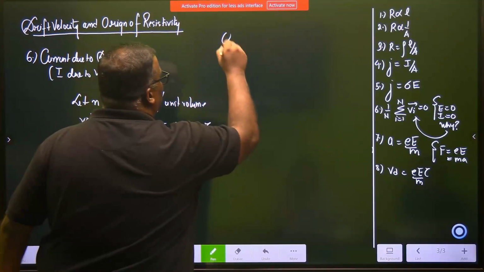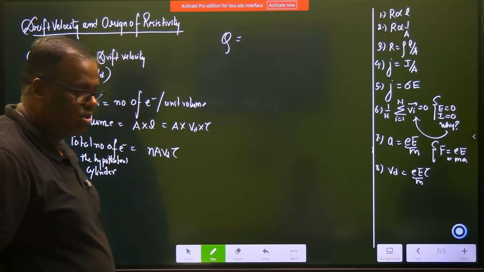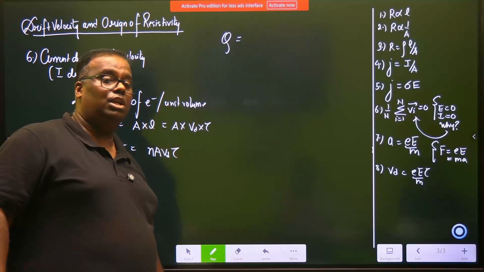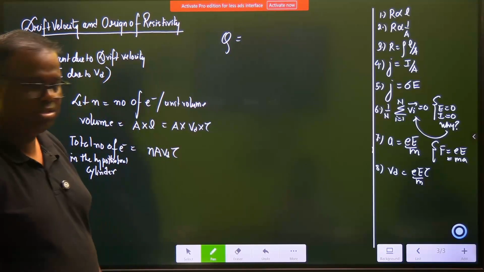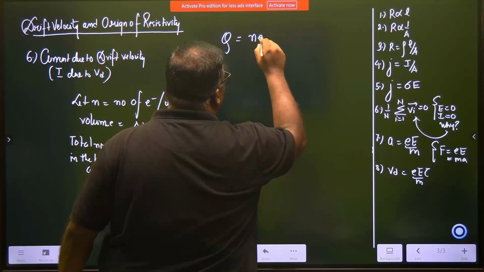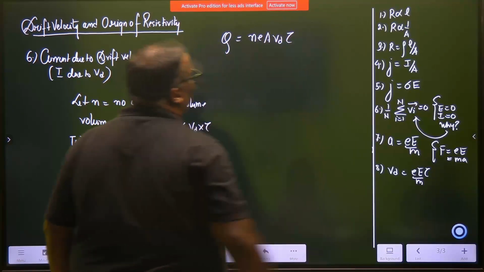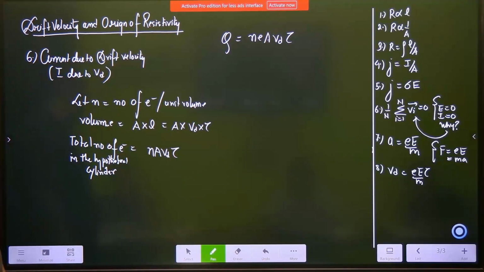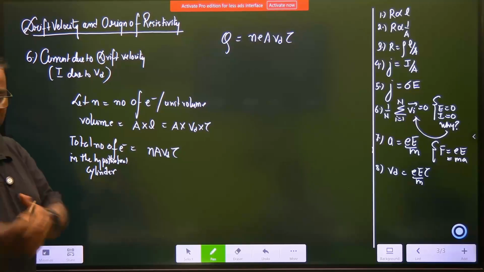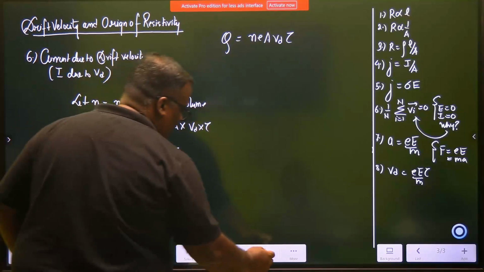Can you now tell me what is the charge value of this? So many electrons. What is the charge of each electron? E is the charge of an electron. So my charge value is NEAVd into tau. One minute, children.